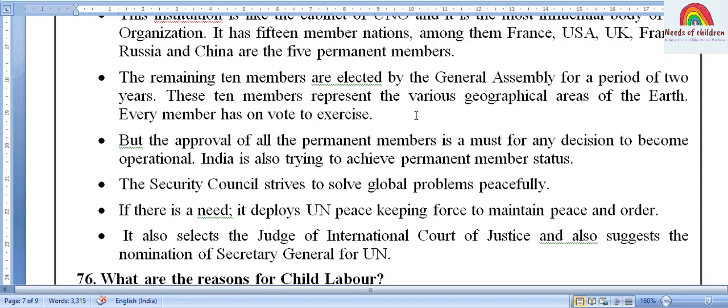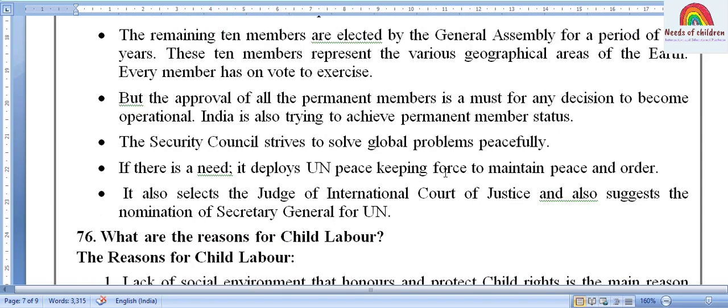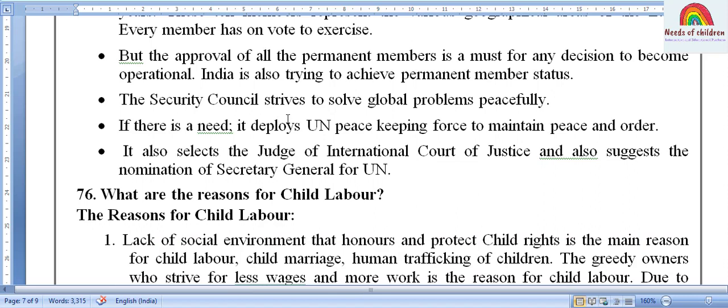Every member has one vote to exercise, but the approval of all the permanent members is a must for any decision to become operational. India is also trying to achieve permanent member status. The Security Council strives to solve global problems peacefully. If there is a need, it deploys the UN peacekeeping force to maintain peace and order. It also selects the judges of the International Court of Justice and suggests the nomination of the Secretary General for the UN.